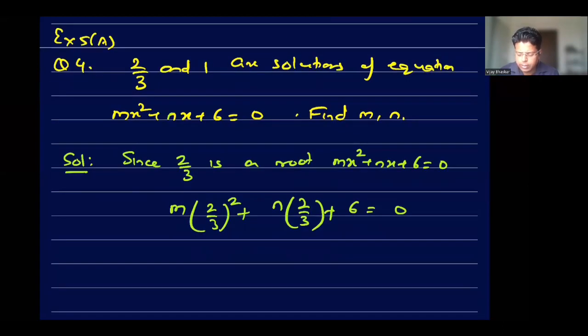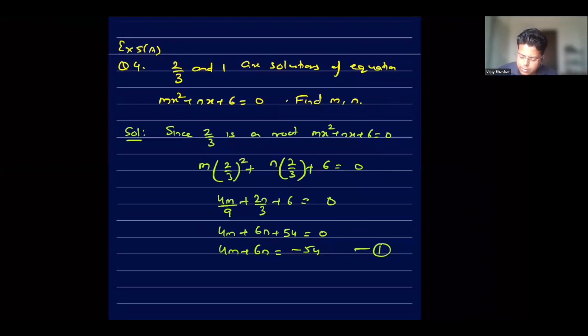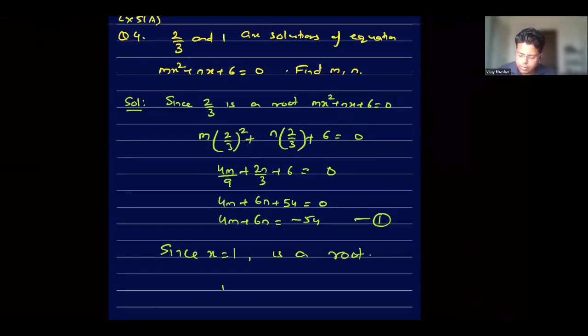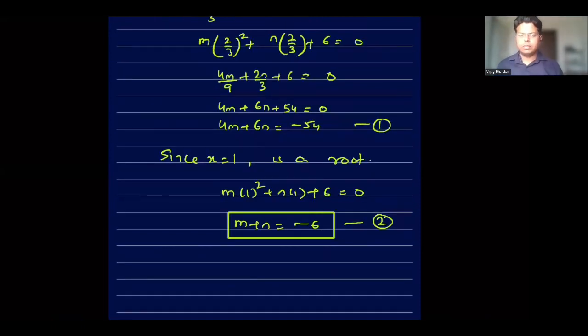So we'll get 4m upon 9. Let's take the LCM. So from here, if I take LCM, I will get 4m plus 6n plus 54 equal to 0. So 4m plus 6n is equal to minus 54. That is the first equation. Second equation: since x equal to 1 is a root, therefore m into 1 square plus n into 1 plus 6 equal to 0, which implies m plus n equal to minus 6. This is the second equation. Now again we have two equations, first equation and second equation. We have to solve both of them together.